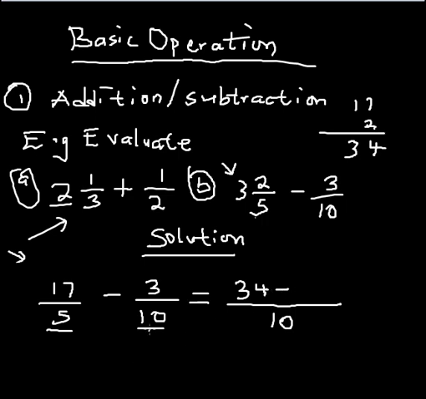The minus. 10 divided by 10, I have 1. 1 times 3 is 3. So at the end of the day, I'm having 34 minus 3. That gives me 31, then divided by 10. If I divide 31 by 10, 10 will go into 31 three times, then remainder 1. So that's going to be 3 whole number, then the remainder is 1, 1 all over 10.